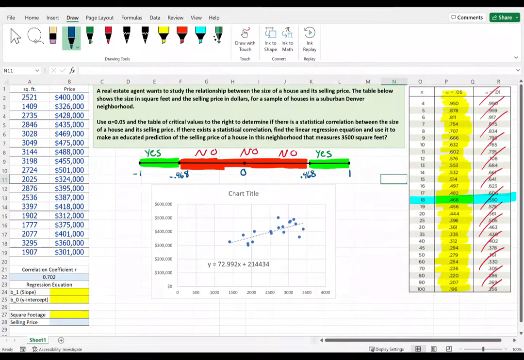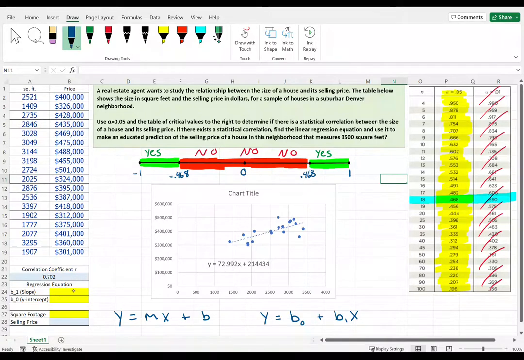So our regression equation, in algebra we say y equals mx plus b. In statistics, we mean the same thing, but generally you'll see the notation b0 plus b1 times x. It doesn't matter what the order of terms is, the coefficient or the number connected to the x is the slope, regardless if it's first or second. The number connected to the x is the slope. So the slope in this case is 72.992.